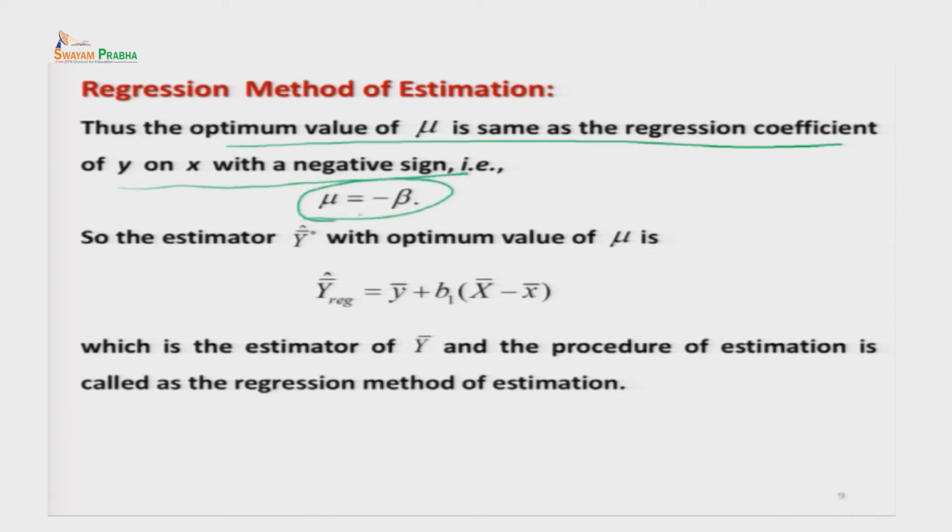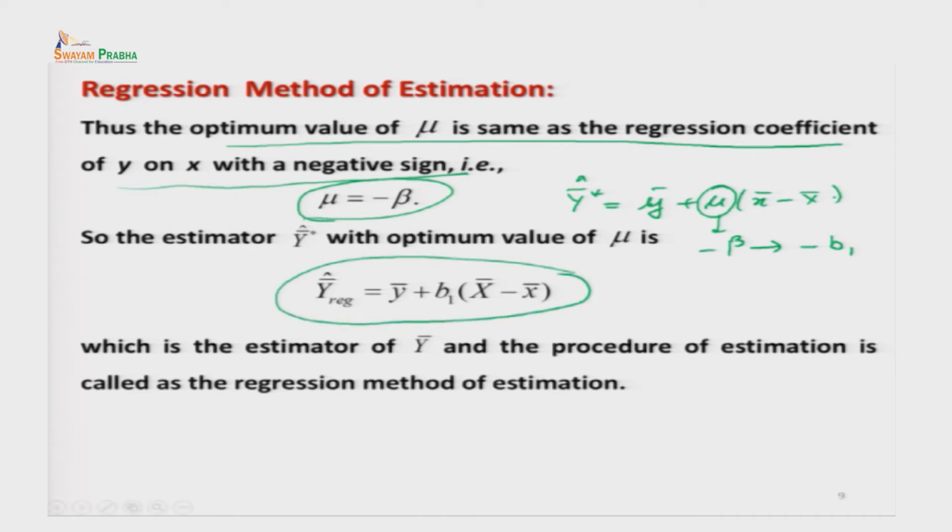And if you remember, you had considered the estimated y bar star, say y bar plus mu times small x bar minus capital X bar, or there we had taken small x bar minus capital X bar, right. If you now replace mu by minus beta, and then replace it by the estimator minus B1, you get the estimator y bar hat reg, which is equal to y bar plus B1 times capital X bar minus small x bar, right.